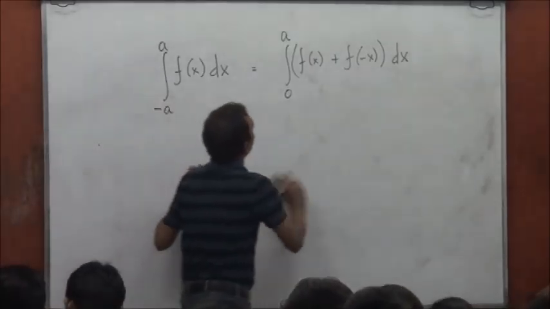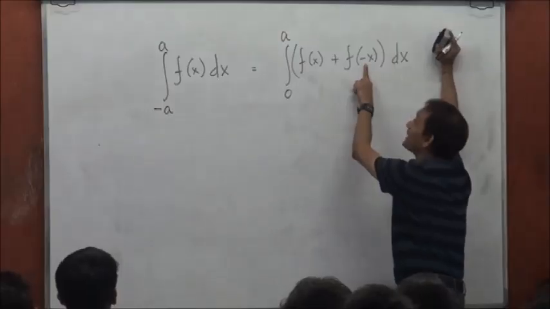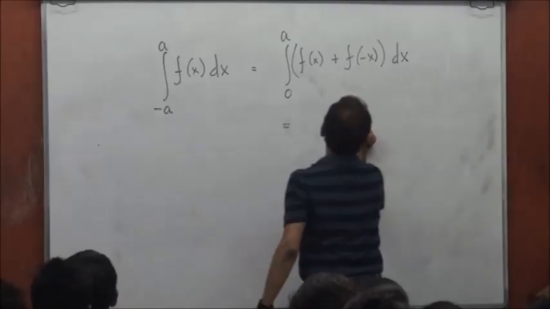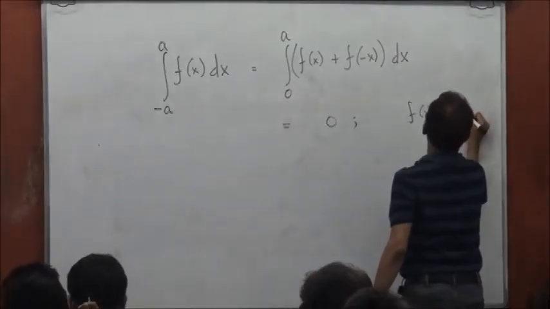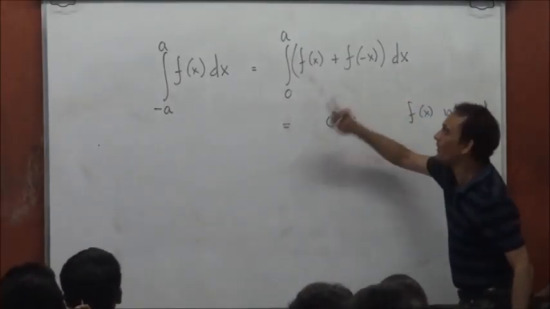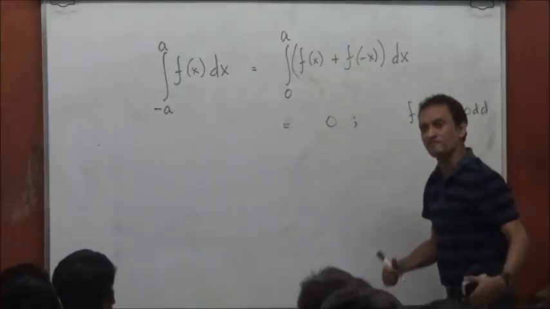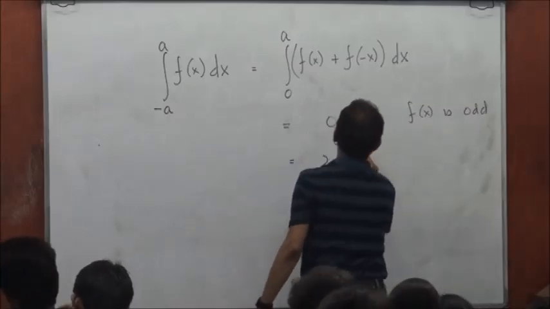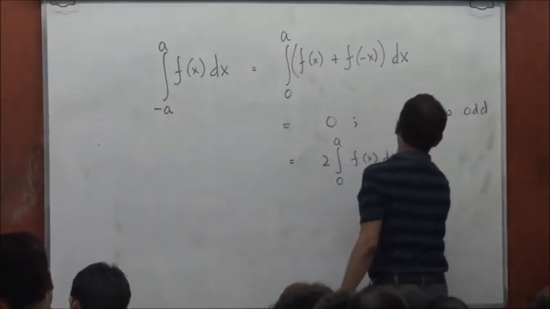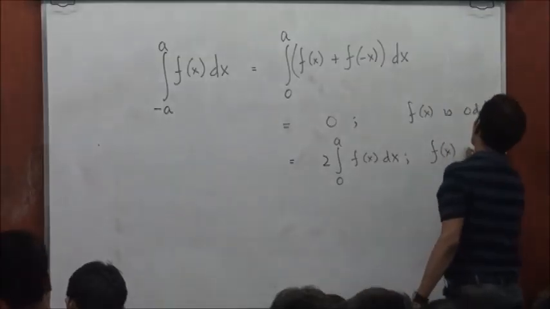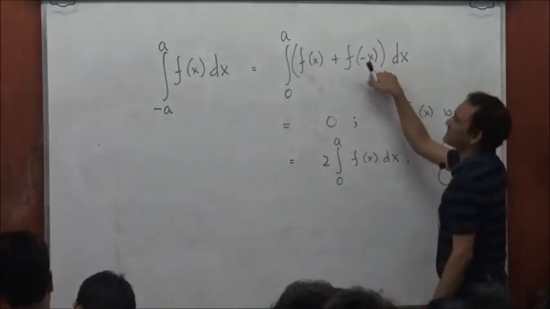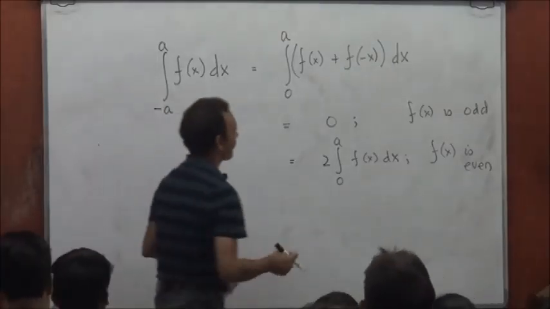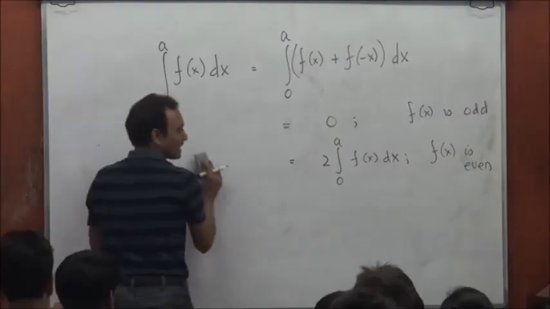Now if I have an odd function, then f minus x will be minus fx and it will become 0, right? If fx is odd, this will become 0. Minus a to a, fx dx will become 0 if f is an odd function of x, and would be 2 times 0 to a fx dx if f is even. Very clearly, if f is even, f minus x will be equal to fx.